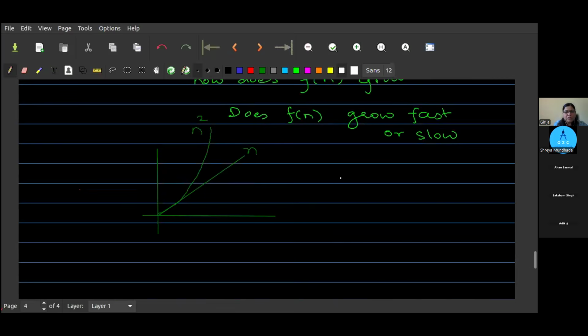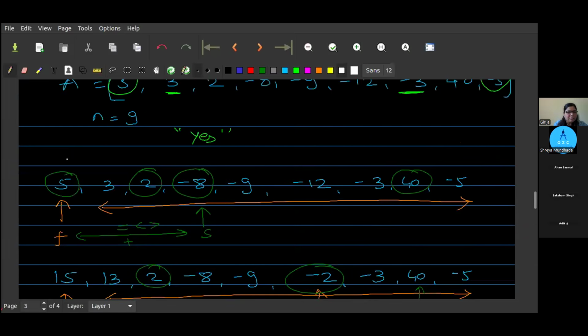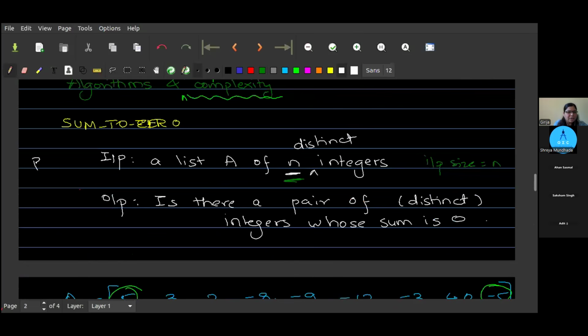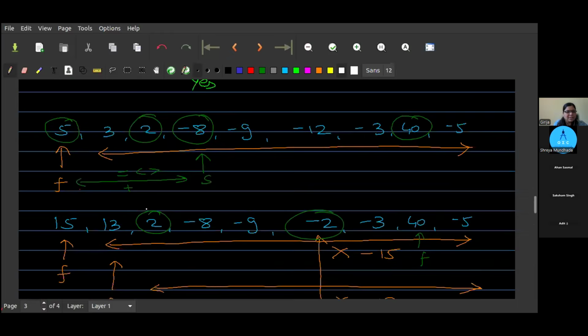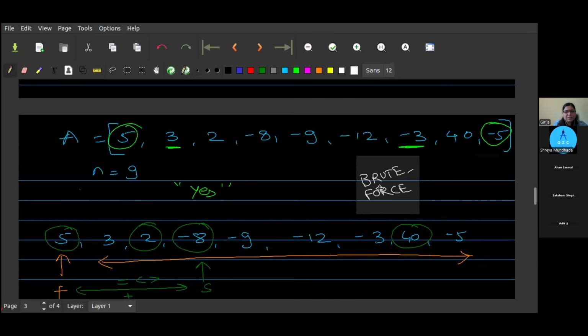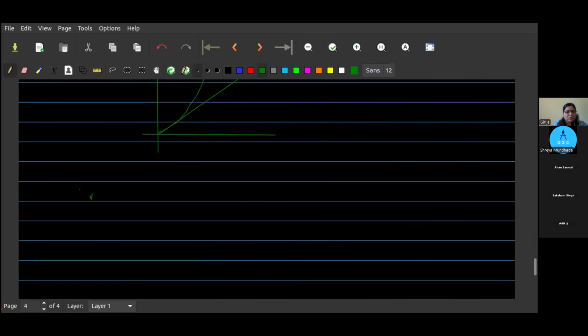Okay, so we know that this algorithm, let's give it some name. Let's call it brute force itself. Sorry, this is not the algorithm, this is the problem. The one which I illustrated here is a brute force algorithm. So we can say that brute force is taking quadratic time. Brute force algorithm's complexity is quadratic.